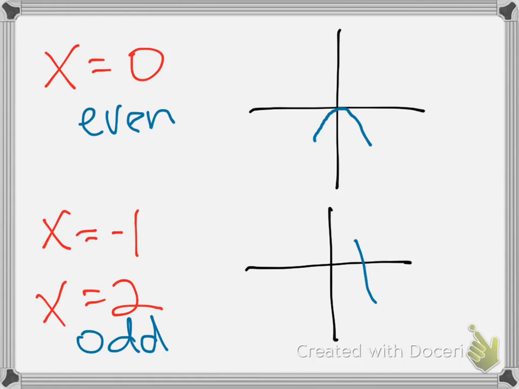So an easy way, or at least how I remember it, is that if it's an even multiplicity, it's a bounce. And if it's an odd multiplicity, it's a cross, because it crosses the x-axis.